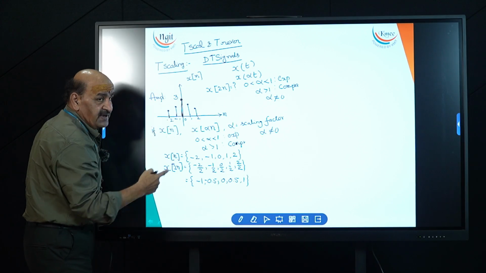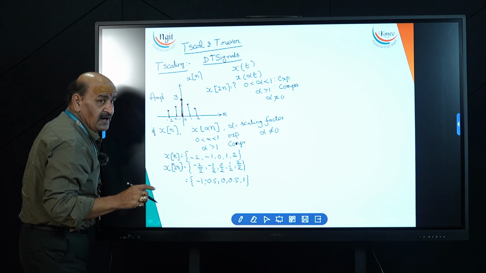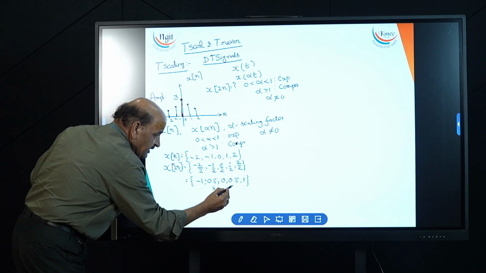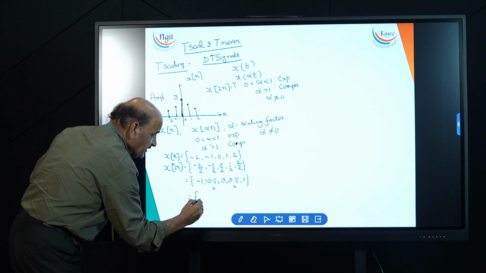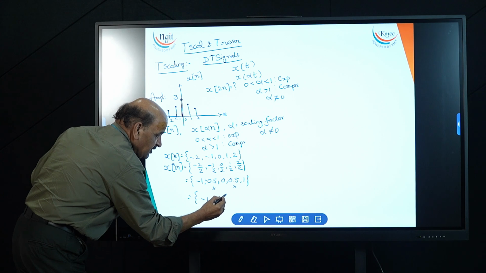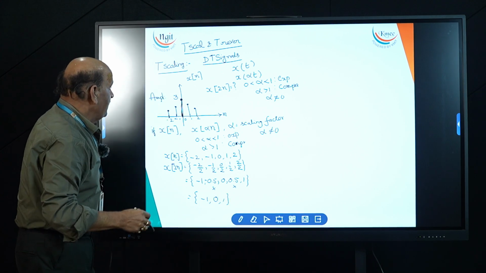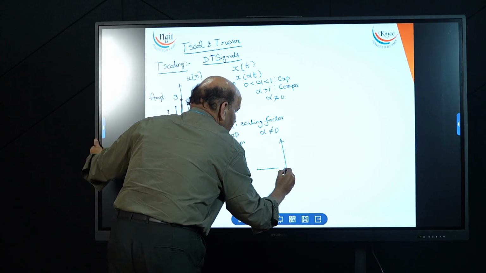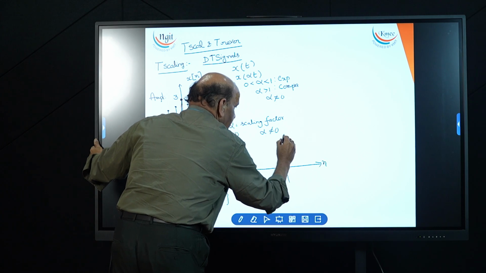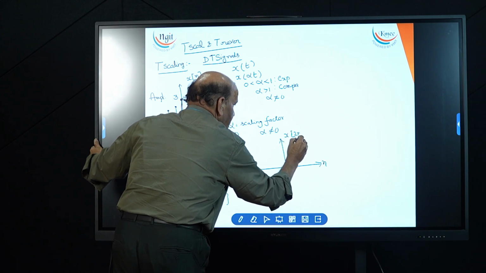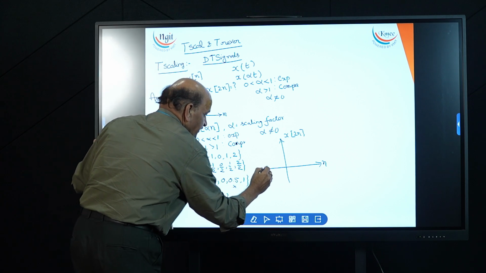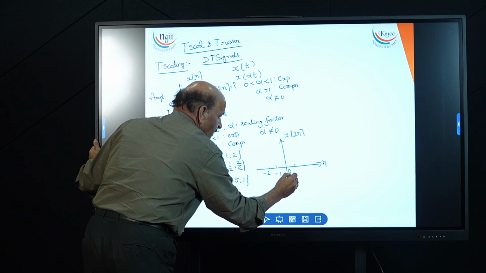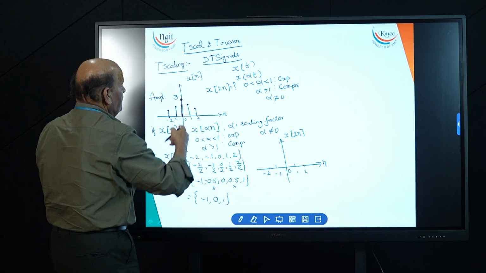But this is discrete. Discrete always takes only integers. It never takes decimal values. So we won't consider these. Therefore we consider minus 1, 0, 1 only. Now, what is the resultant sketch of this discrete time signal? This is n, this is x of 2n. For example, this is minus 2, minus 1, 0, 1, 2.